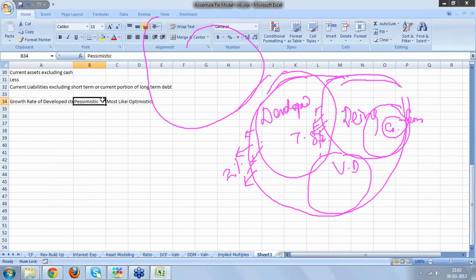So net, ultimately if I consider 1 to 2% as the case, 1% is the pessimistic and 2% is the optimistic growth rate. So ultimately all the companies will grow at this rate only. I have taken the most likely as an average of the two. So this is what ultimately will happen to all the companies in the world. This is the growth rate at which they are going to grow.